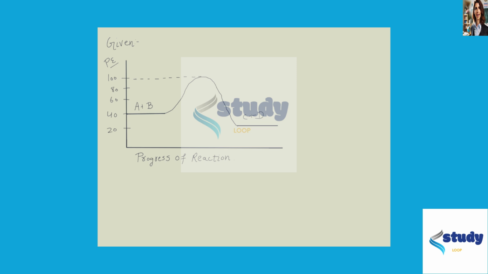So here we can clearly see that initially the potential energy of the reactant side is more and the product side is less, which clearly means that energy is released. And we know that the type of reaction in which energy is released is known as an exothermic reaction. So the answer for part A is exothermic reaction. This is an exothermic reaction.